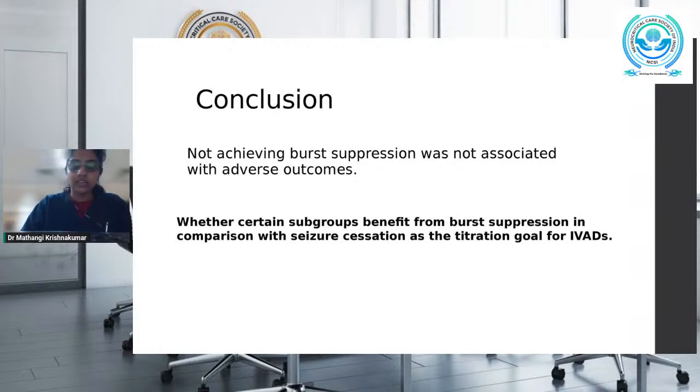So in clinical practice, what is the end goal for refractory status epilepticus? Whether it is seizure termination or burst suppression is yet to be clarified, but this study gives an insight that maybe there might be some conditions where burst suppression might have a role in improving clinical outcomes.